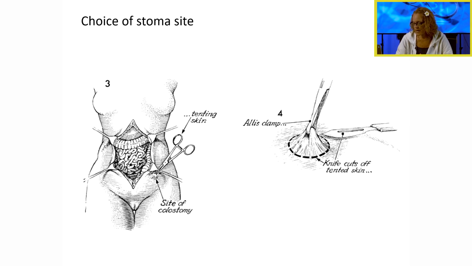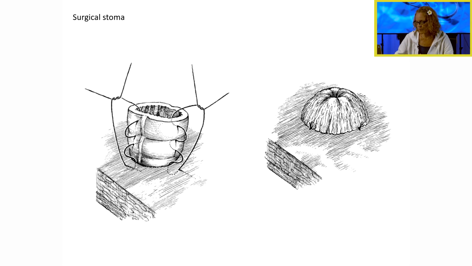Here we can see the surgeon cutting off the tented skin where they're going to actually pull up the part of the bowel through the skin, and then they are going to surgically attach it, the stoma, to the outside of the patient's abdomen.